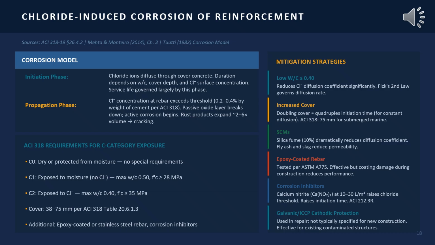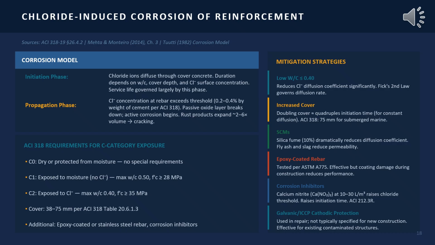The propagation phase. Once the threshold is exceeded, the passive oxide layer breaks down locally and active corrosion begins. Iron oxides to ferrous oxides and then to hydrated iron oxide, which is the rust.